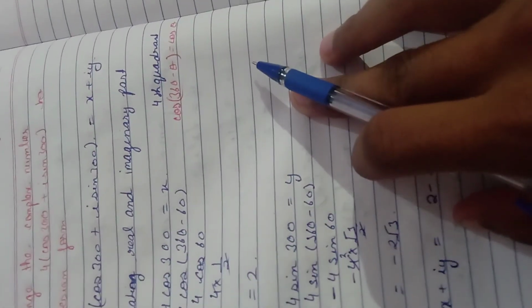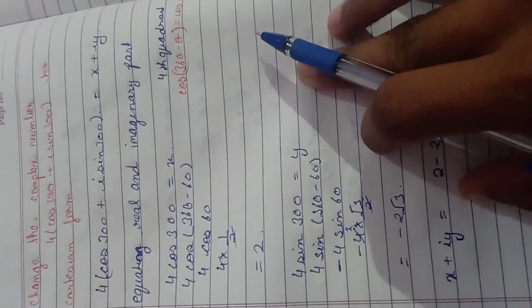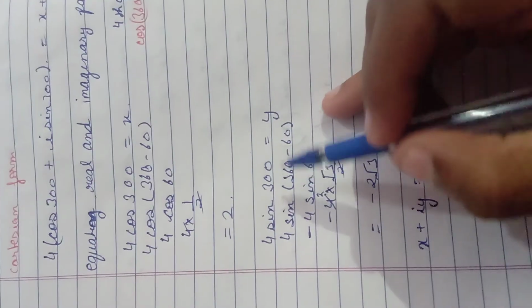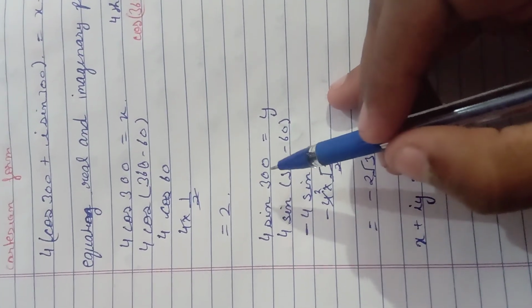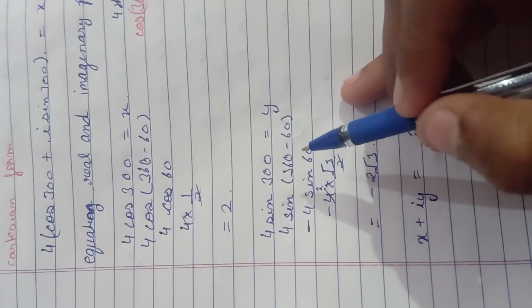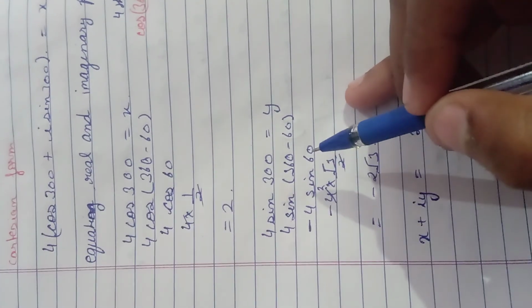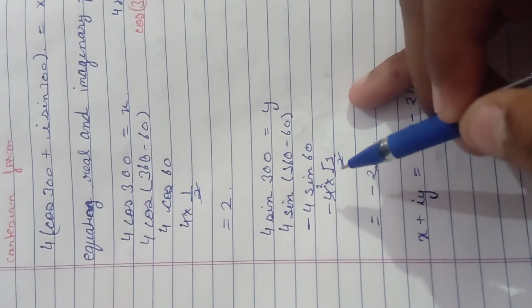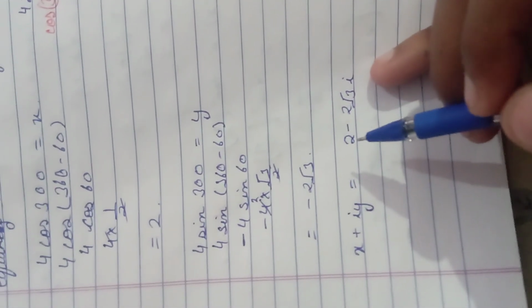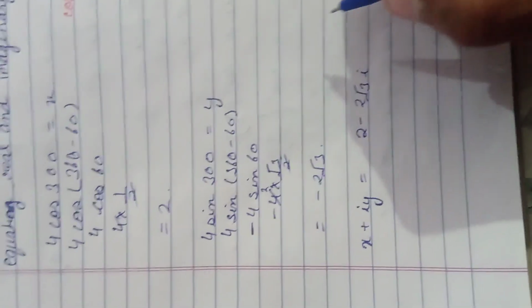We have studied in trigonometry, 360 minus theta lies in the fourth quadrant and cos of 360 minus theta is equal to cos theta. You know cos 60 value is 1/2. This becomes 2. And 4 sin 300 is equal to y. 4 sin, we write 300 as 360 minus 60. This is minus sin theta. 4 sin 60, sin 60 is root 3/2. This cancels, minus 2 root 3, and we have let x plus iota y, so we apply the value: 2 minus 2 root 3 iota. This is the Cartesian form answer.